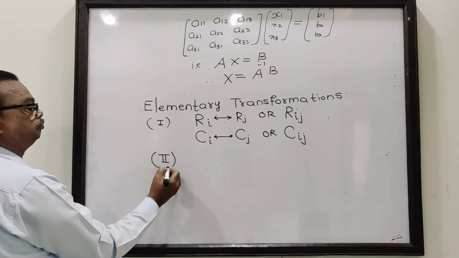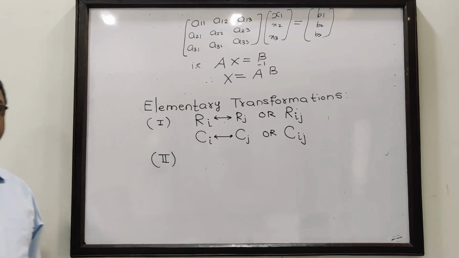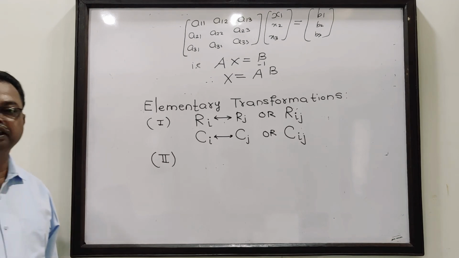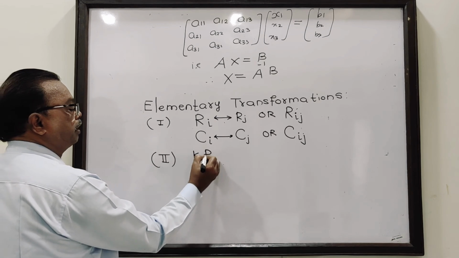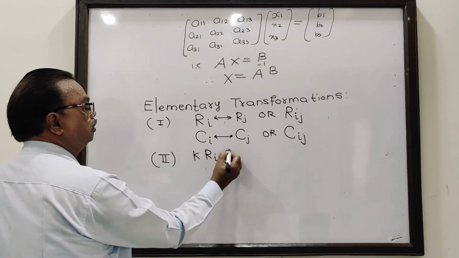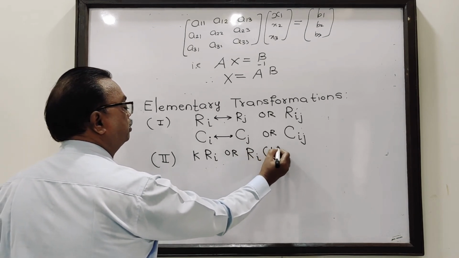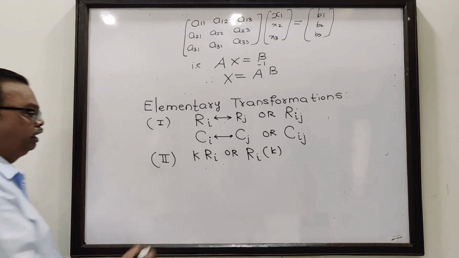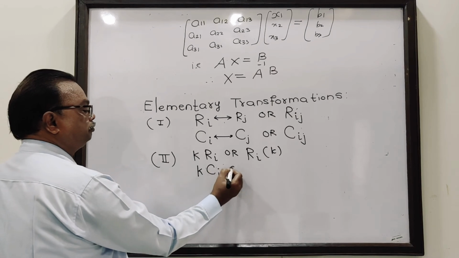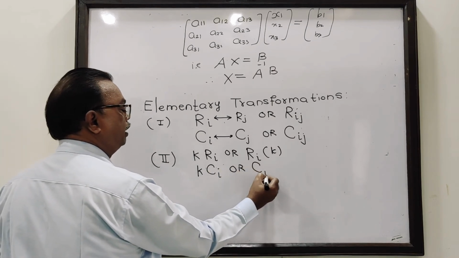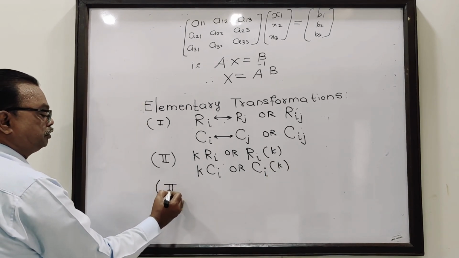Then second: multiplication of every element of the ith row by a non-zero scalar k. Symbolically it is denoted by k into Ri, or it may be denoted like this, R suffix i into bracket k. Likewise for columns we can write k into Ci or Ci into k.